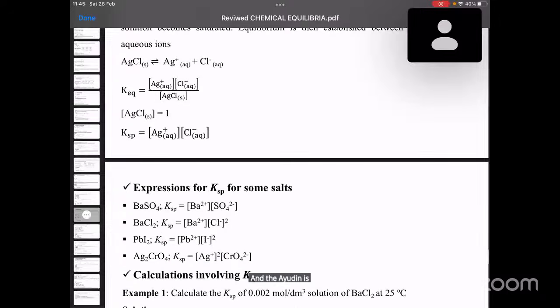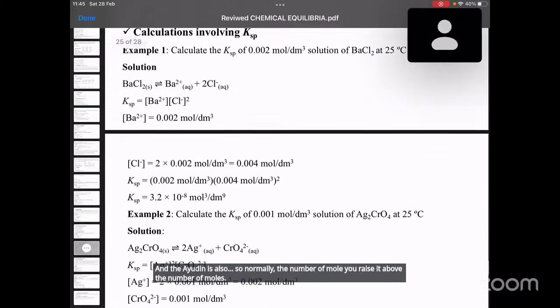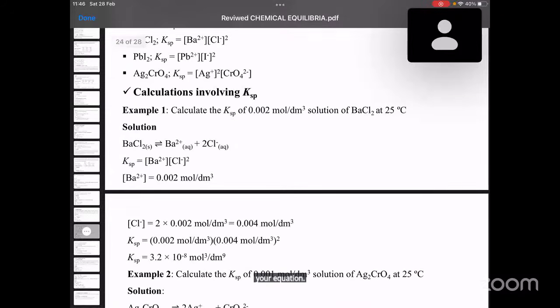So normally the number of moles, you raise it to the power of the number of moles in your equation. So now, calculation involving Ksp. Calculate Ksp for 0.002 mole per dm³ solution of barium chloride at 25 degrees Celsius. So now we already know what we do, because we're saying that you have 0.002.